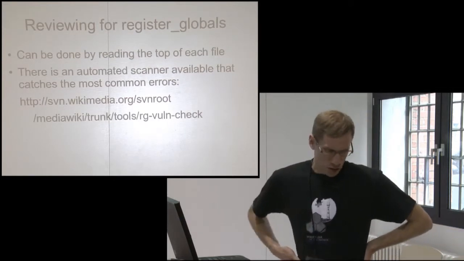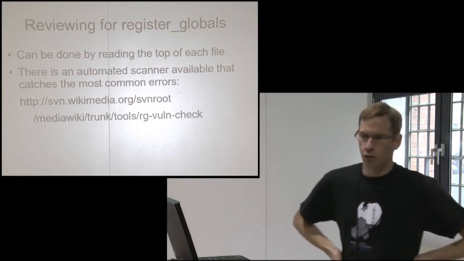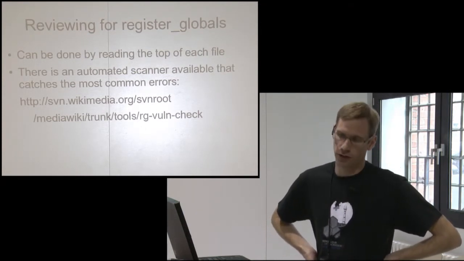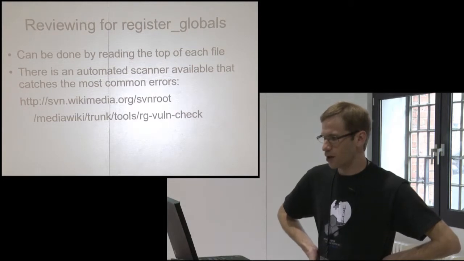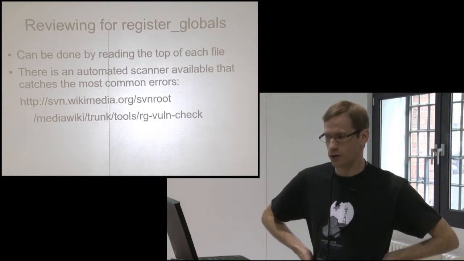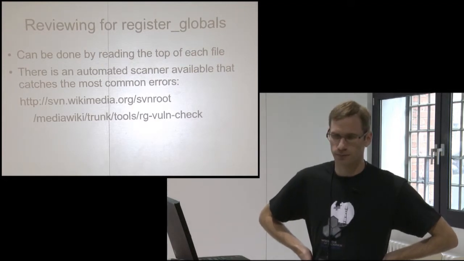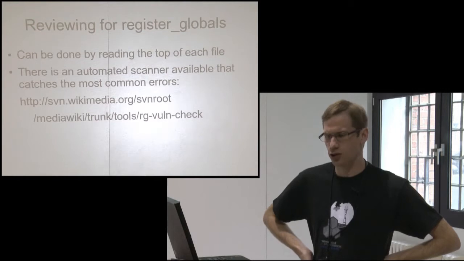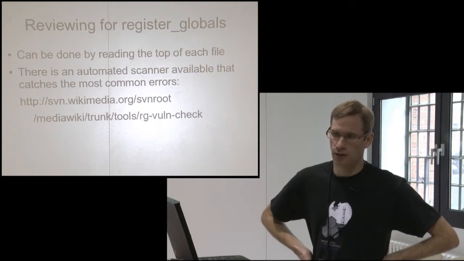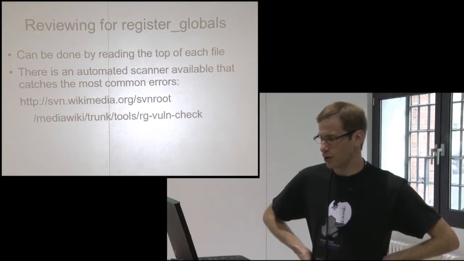To review for register globals vulnerabilities, all you have to do is read the top of each file to see if there's vulnerable uses of global variables which aren't defined. There's also an automated scanner that catches most of them at that URL there. It's called RG VulnCheck. It's a bit difficult to set up. You've got to set up a dedicated web server with a special configuration, and you've got to compile some PHP extensions, patch PHP even, to make that work properly. So it's a bit of a hassle, but we run that occasionally ourselves.